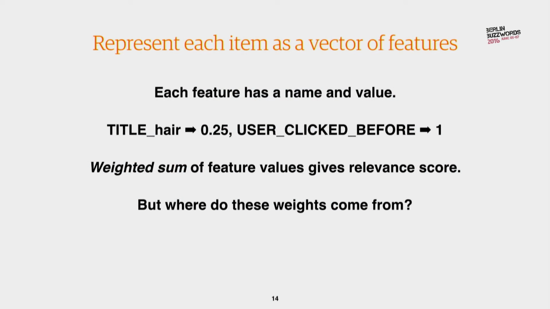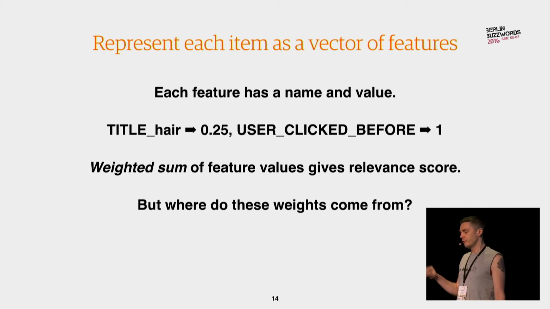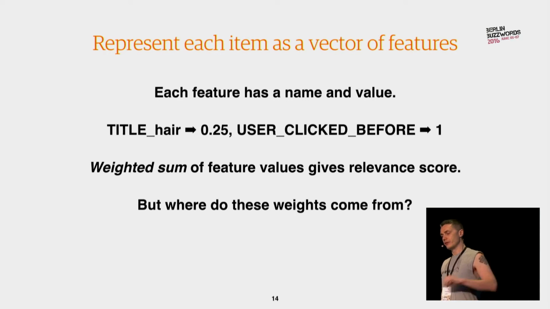But it could also include other attributes of the item, or even attributes that depend on the user, the query, or the context at query time. Each feature has a value, which could be a floating point number, or just a 1 for present. The weighted sum of these feature values gives you a relevance score that you can sort by.